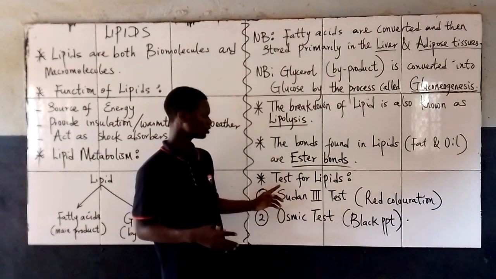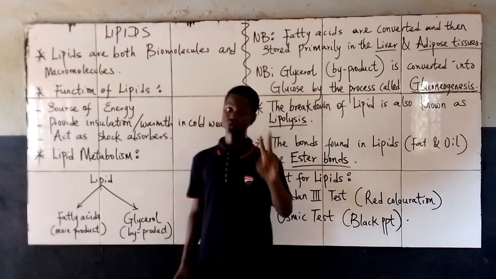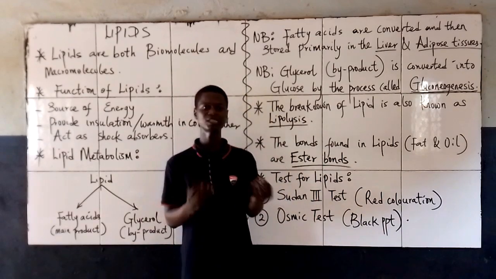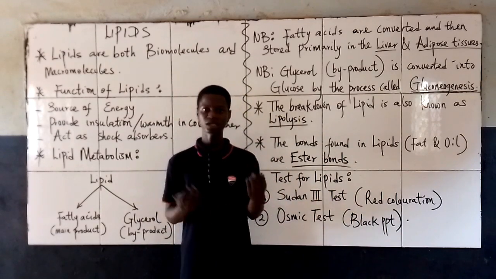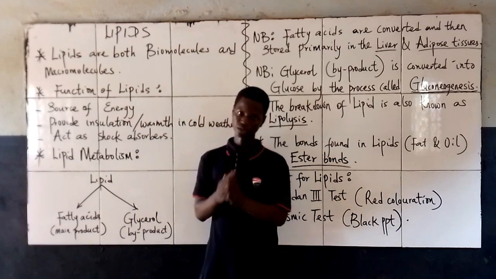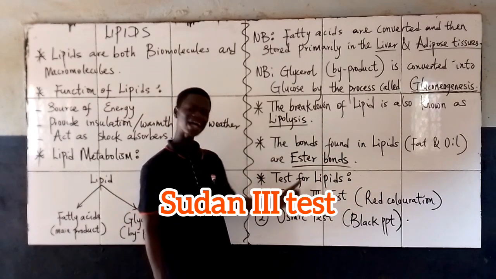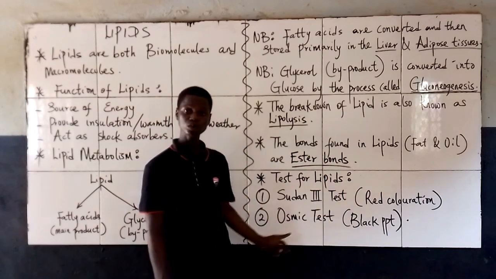Now last point, we're talking about the test for lipid. Now there are two major tests for confirming if a certain food sample is rich in what? Lipid substances. And mind you, lipids are what? Fat and oil. What are the two main tests? You have the Sudan 3 test, and then you have the osmic test.